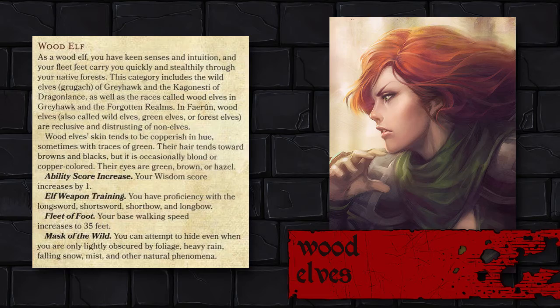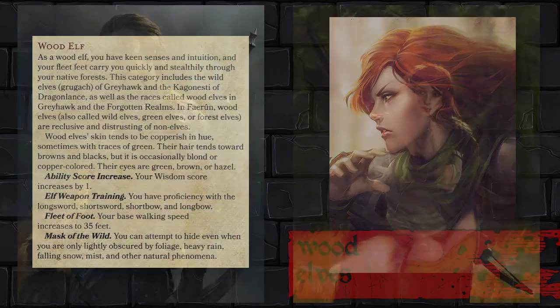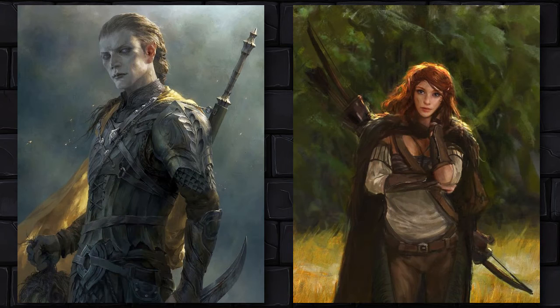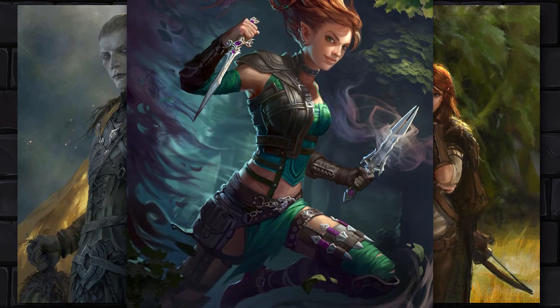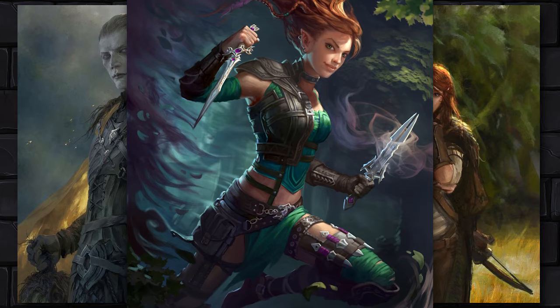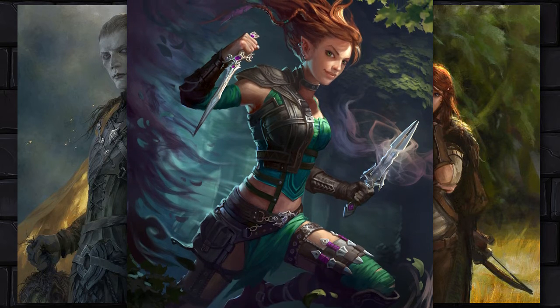They are very keen on protecting their woodland homes, and that has turned them into very interesting beings that tend to be, how should I say this, very protective, very secretive, but also very open to adventure, very interested in things around their forests. So with that in mind, their ability score increase is wisdom.